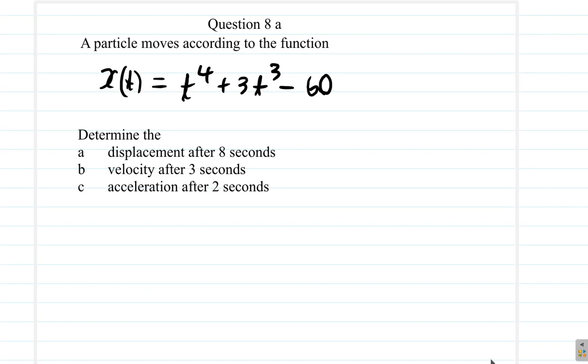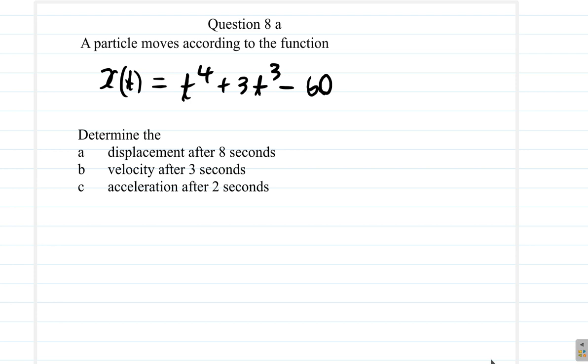Question 8a. A particle moves according to the function x of t is equal to t to the fourth power plus 3t cubed minus 6t. Determine the displacement after 8 seconds, the velocity after 3 seconds, and the acceleration after 2 seconds.